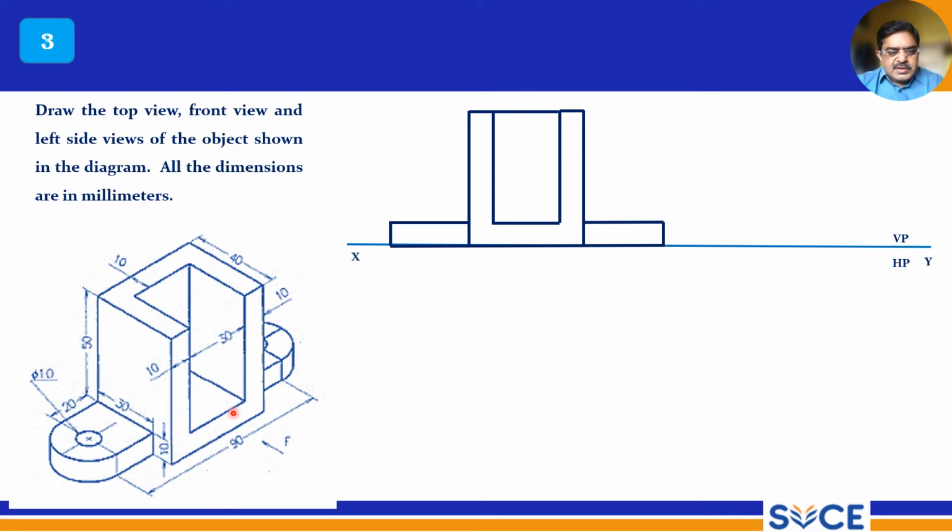Now this forms the front view, whereas there is a hole here, a through hole, so that hole should be represented with dashed lines, and a middle axis line, and two dashed lines here also, and it should be an axis line. So this is the front view.